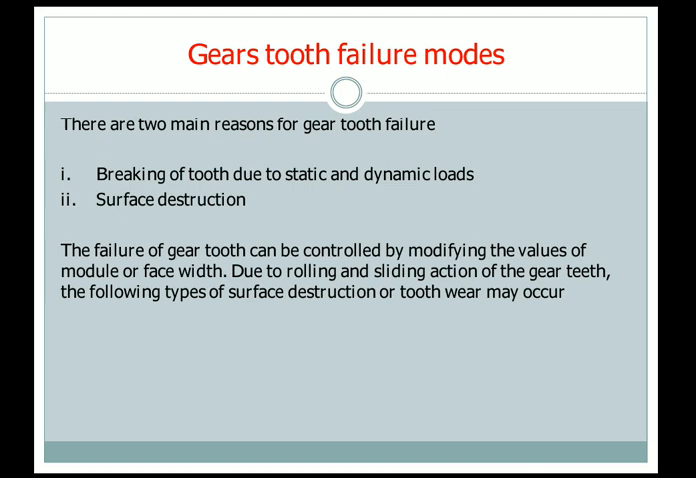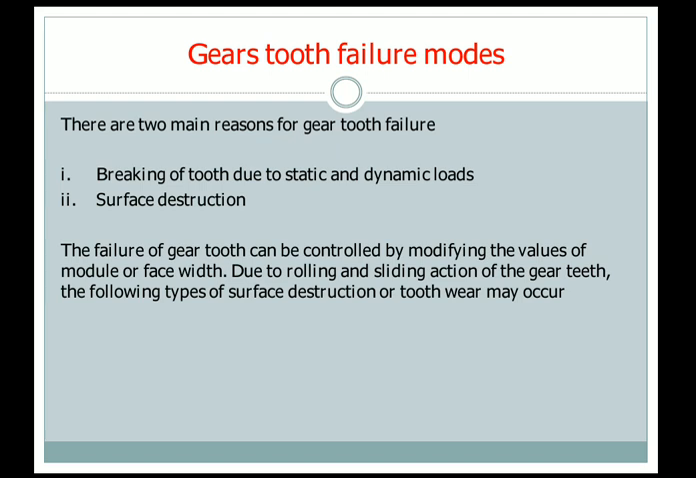Breaking of tooth due to static and dynamic loads: when forces such as static forces or dynamic forces are acting on the gear teeth, there are chances of failures, and surface destruction is also another reason for the failure of gear teeth. The failure of gear teeth can be controlled by modifying values of module or face width. Due to rolling and sliding action of the gear teeth, the following types of surface destruction or tooth wear may occur. We shall see what module and face width are in next sessions.